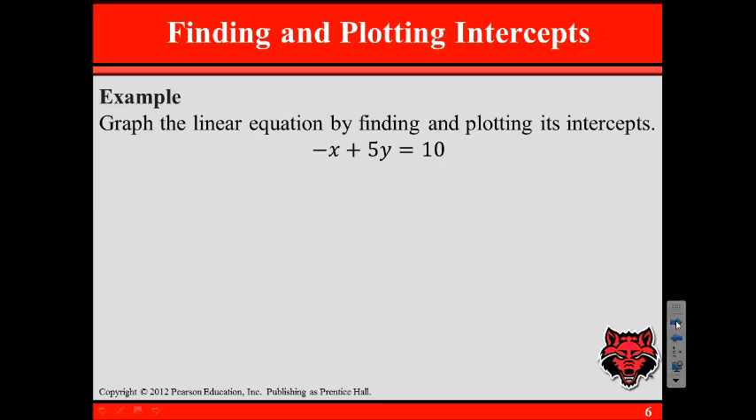Let's start by graphing the linear equation by finding and plotting its intercepts. So we are given the equation -x + 5y = 10. I'm going to start by making the xy chart that we used in the last section. But now the coordinates we're going to use are relegated to 0 for x and 0 for y, because remember, this will help us find the y-intercept and the x-intercept, which is exactly what the instructions have asked us to do. So we start by replacing the x value with 0.